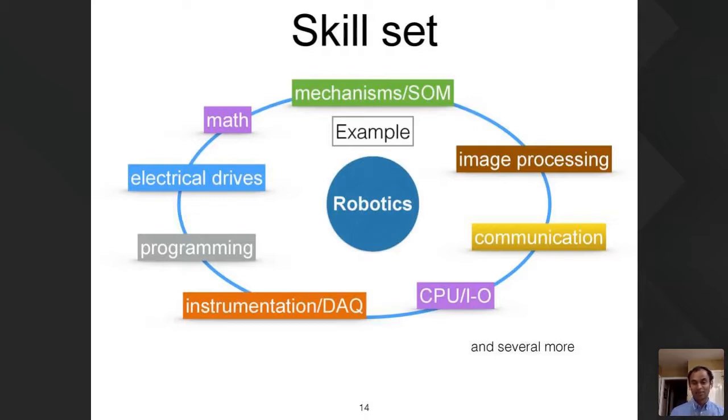Electrical drives. So the robot has different arms. It can be electrical drives, it can be hydraulic drives, based on how big or how huge the robot is, right? So you need to understand the basics of how an electrical motor works, how it is controlled, right?